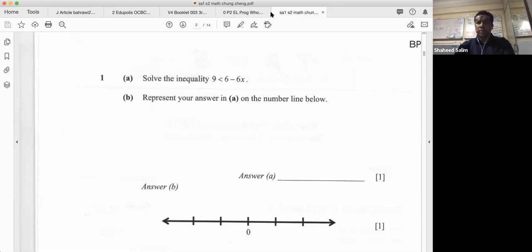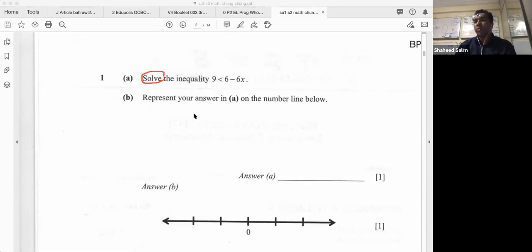Okay, let's see. 2 answers there. Ryan said okay, but they are asking you to find out what is the value of x. So let us go one by one. If it's factorized, that means you don't need to find the value. When they say solve like this, they want you to find what's the value of x.